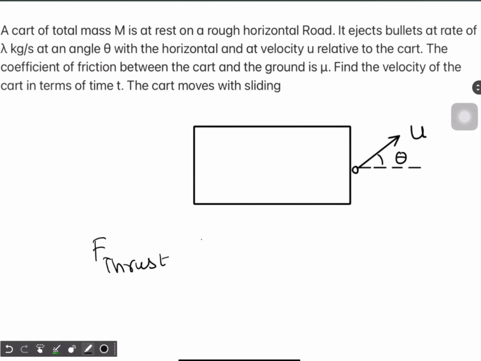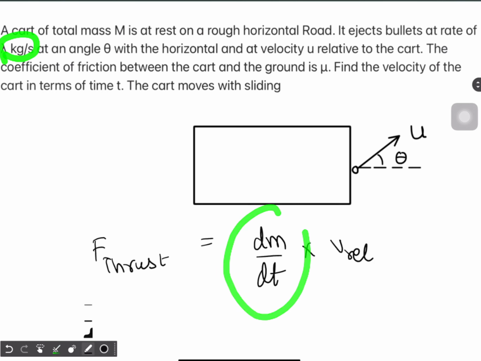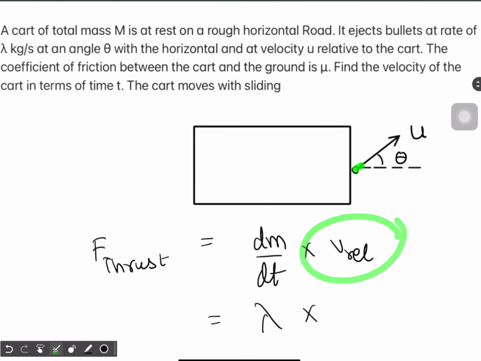Thrust force is how much? The cart is ejecting bullets continuously. It is continuously pushing out mass, so that creates a thrust force on the cart, and that is equal to dm by dt, that is how much mass is being ejected per second multiplied by the relative velocity. dm by dt is given to us as lambda, and the bullets are being ejected with relative velocity u. So lambda multiplied by u is the thrust force.